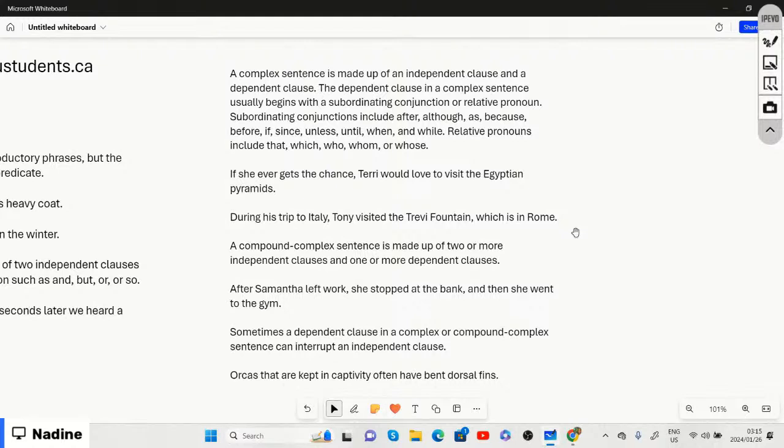So we say the compound complex sentence, complex sentence, it is made up of an independent clause. Remember, an independent clause can stand on its own, and a dependent clause cannot stand on its own, which means that it's mainly the dependent clause that needs that independent clause within a sentence. And we call this a complex sentence. So the dependent clause in a complex sentence usually begins with a subordinating conjunction. So remember, there's a difference between a subordinating conjunction and a coordinating conjunction.